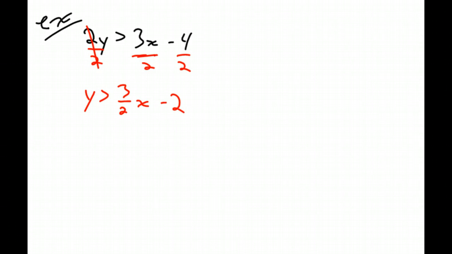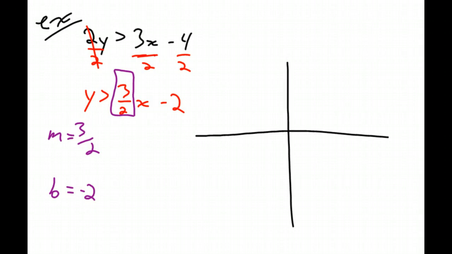Looking at another example, don't forget, when you're trying to work with these things, you have to have y by itself. So if it's not by itself, then we can divide everything by 2 to get rid of that, so that I have a single y by itself. And then I'm left with y is greater than 3 over 2x minus 2. I have found my m. Slope is 3 over 2. My b is -2. Okay, so I can put those things on the graph. Don't forget to start off with your y-intercept first.